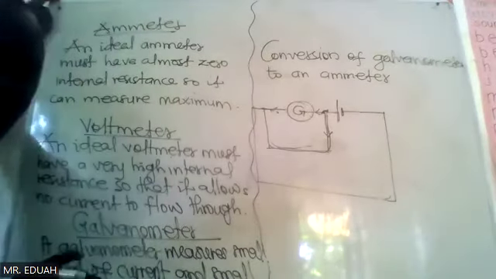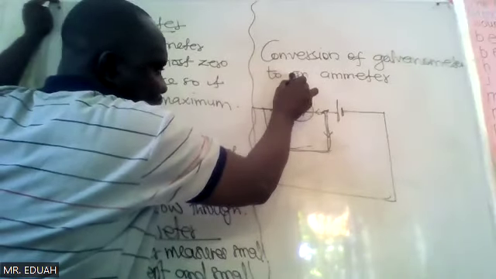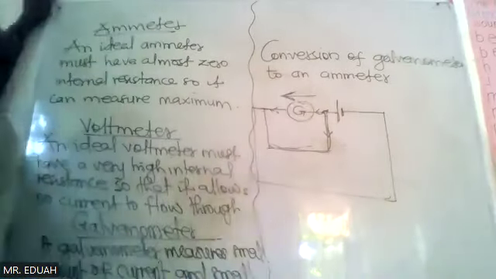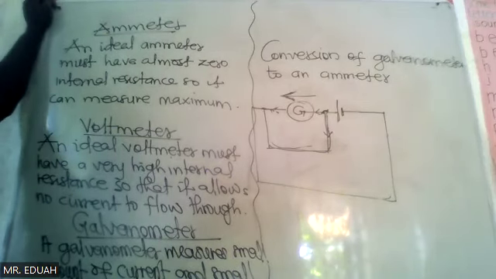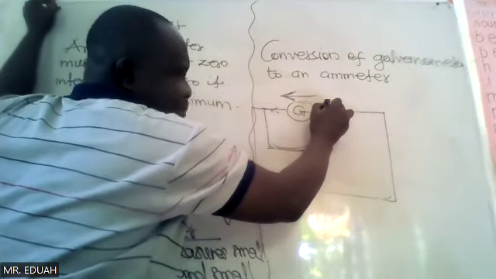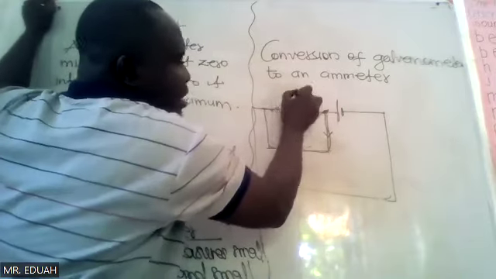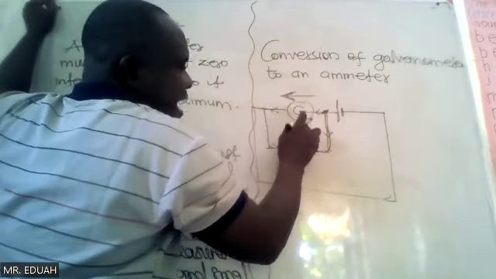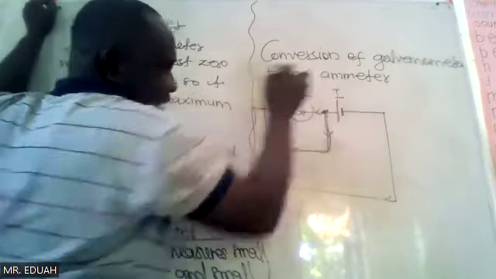Please, are you following the diagram? Current cannot move past this because it has a very high internal resistance. So what we want to do is that we want to create an alternate path. Okay, we want to use this to measure large current. So what is coming here is large.